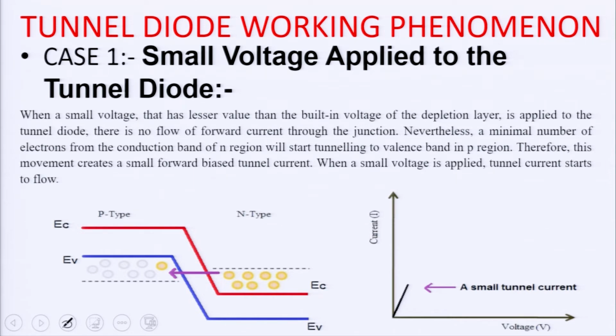You can see in this figure that the upper electrons are at the same level as the valence band. This means these electrons will easily move from the conduction band to the valence band of the P type. So, some electrons will conduct, so a small current will start to flow.